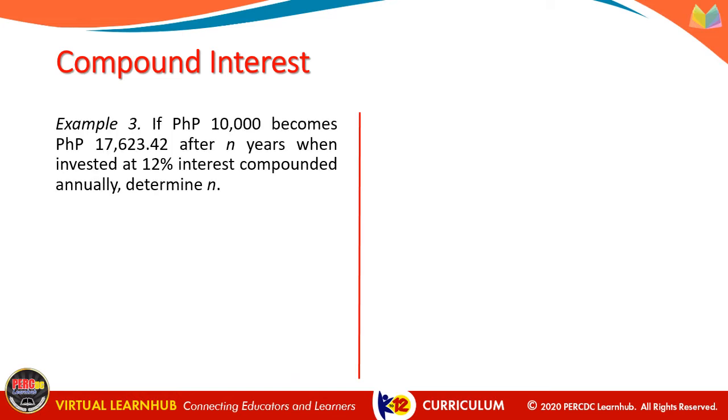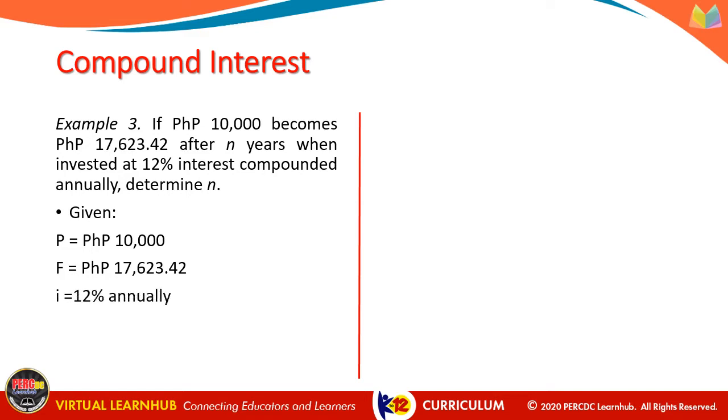Let us have example number 3. If 10,000 pesos becomes 17,623.42 after n years, when invested at 12% interest compounded annually, determine n. We have the following given. P, or the principal, is equal to 10,000 pesos. F, or the future value, is 17,623.42 pesos. i, or the interest rate, is 12% compounded annually. And we are asked to determine the value of n.